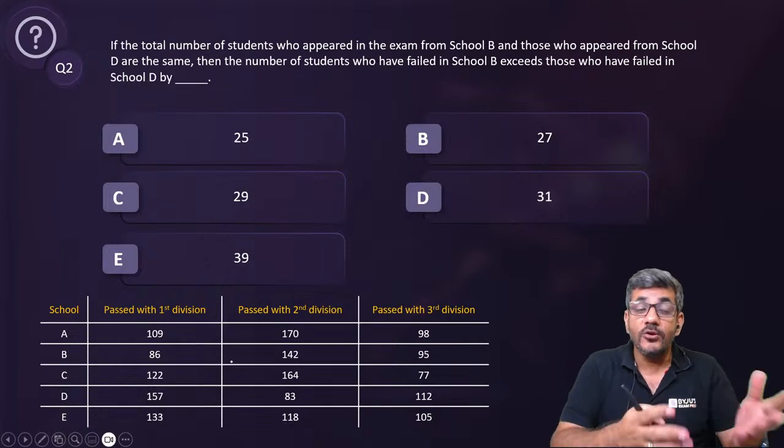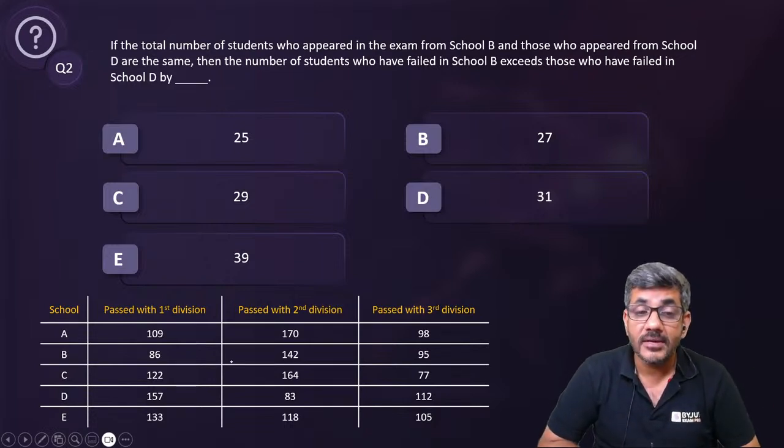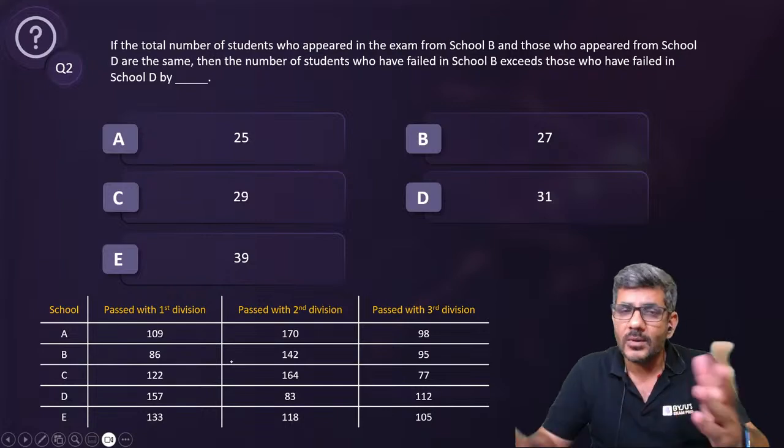यहाँ तो चलो ठीक है. We knew that the sum of total number of students who passed in B was calculated in the previous question. Otherwise, how would I do these questions?